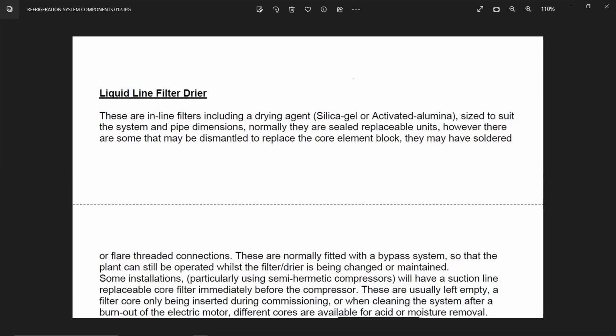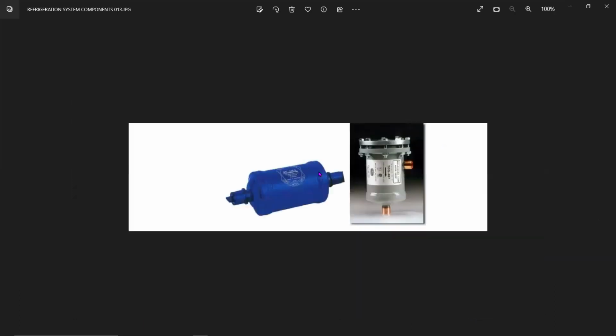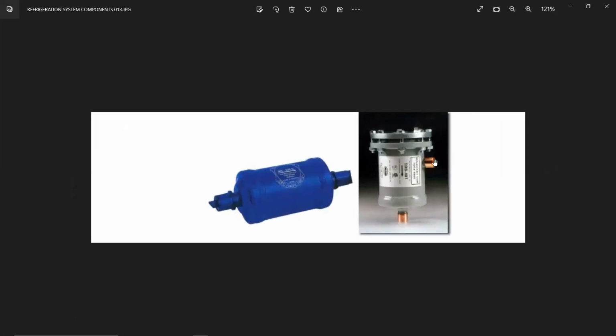Different cores are available for acid or moisture removal. So for that also you will get a core, okay? This is the type which is there. This is the replaceable type, which is the filter wire. This is the sealed type. With the sealed type, you cannot change just the core, you have to replace the whole thing. Otherwise, this is the one which can be opened and the core of it changed.